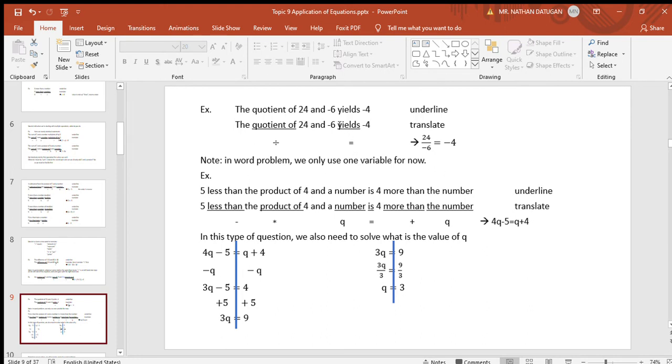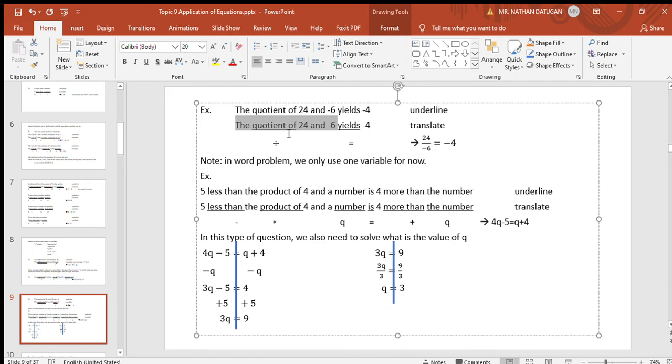So now you identify which part of your sentence is your left hand side and your right hand side. Left hand side says the quotient of 24 and negative 6. Quotient of is division, so we're going to do 24. If we translate this into an equation, it's going to be 24 divided by negative 6. Yields is your equal sign and negative 4 is your negative 4.